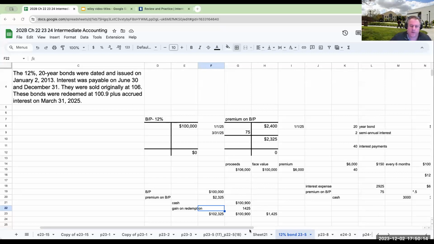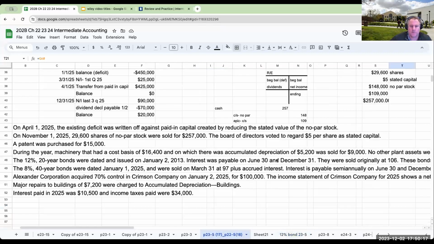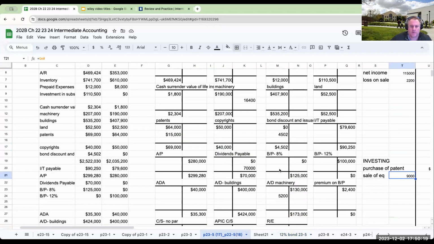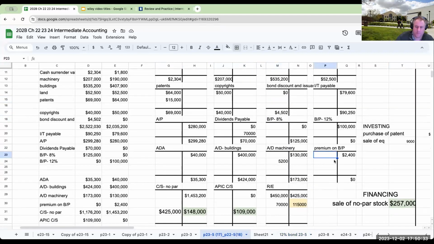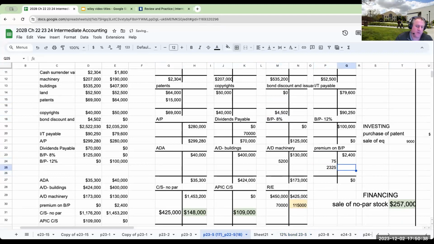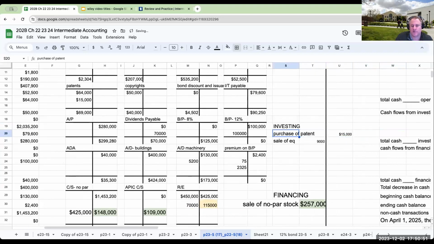So the way I'm going to input this onto my statement of cash flows is, I'm going to come over here to my bond premium. We had this 75 here, and then we have the 23.25, which is making this go down to 0. I also have over here my bond payable of 100,000, which is making this go down to 0.